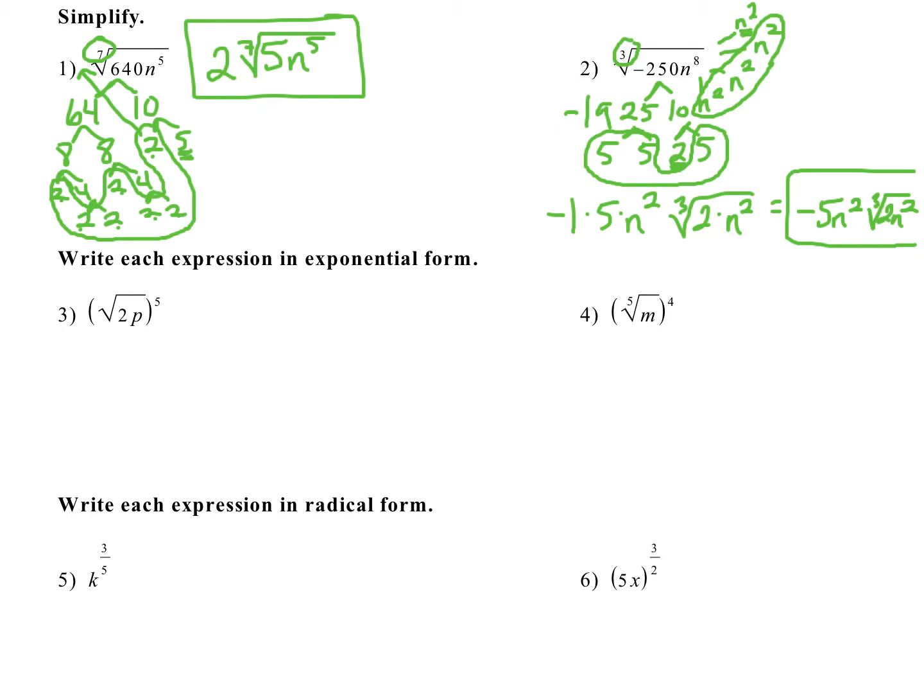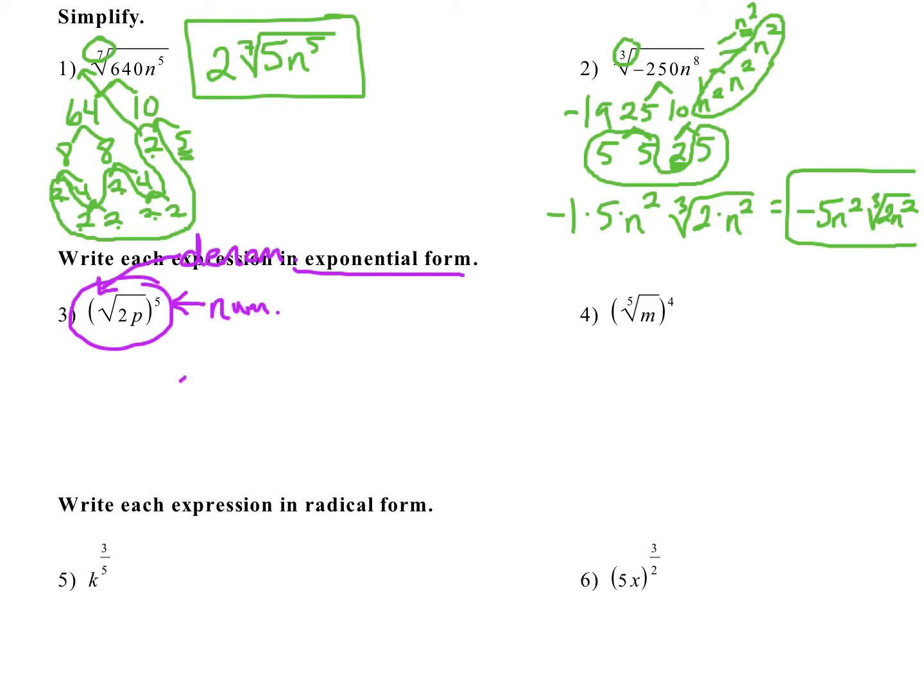Now, converting from exponential form to rational exponent form, or rational exponent form into radical form, and radical form into rational exponent form, fairly simple. When we're going from this form, radical form, into rational exponent form or exponential form, all I do is I look at the root. Okay, whatever the root is becomes the denominator of my rational exponent, and whatever the exponent is becomes the numerator of my rational exponent.